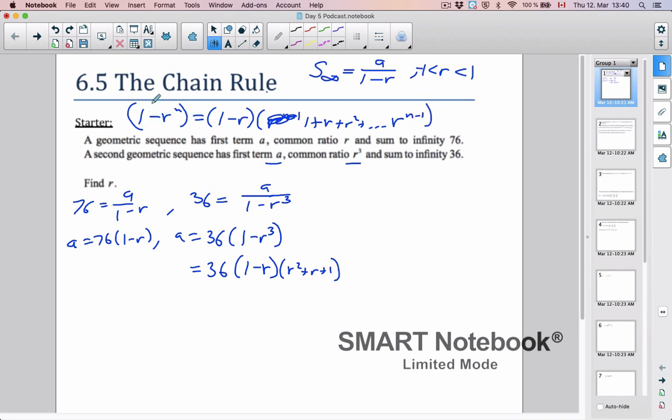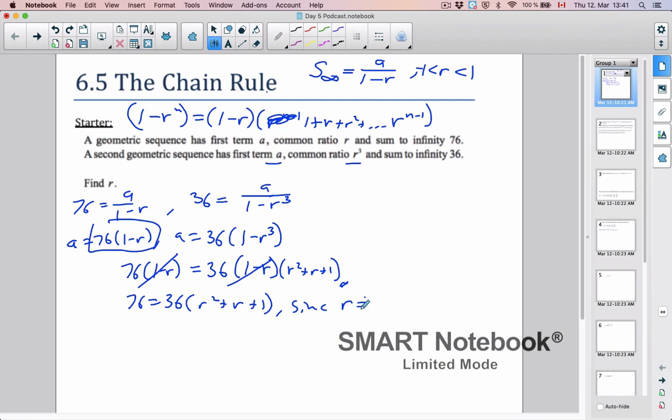Okay, so this always holds if you got 1 minus a number to the power of n, or a variable to the power of n. Okay, so now we have that solved and factorized, and this is also equal to a. Then we can set these equal to each other. 76 times 1 minus r equals this. We know that r does not equal 1. It can't equal 1 if there's an infinite sum, so we can divide both sides by 1 minus r. Okay. So we have 76 equals 36 times r squared plus r plus 1, since r doesn't equal 1.